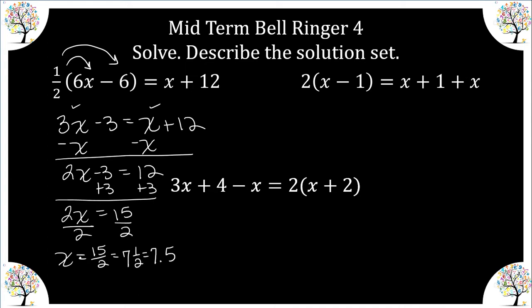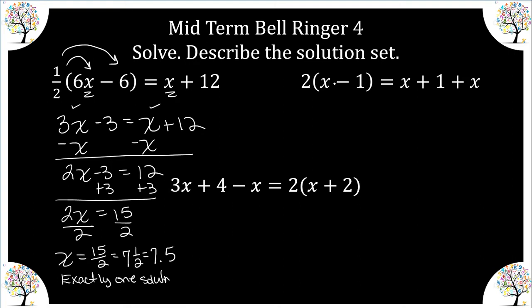So this equation has exactly one solution. This means there's only one value that if we plug in for x, we will get a true statement. So 7.5 is the only value that will make the left side equal the right side. Okay, now let's go to our next one.